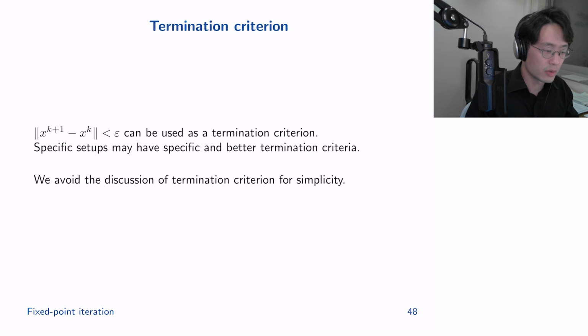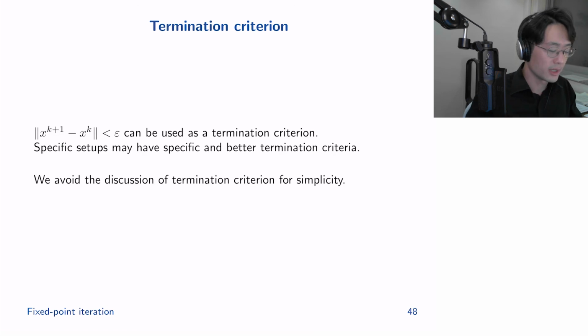Next, let's talk about, or not talk about, the termination criterion. When you execute the fixed point iteration in practice, you need some sort of termination criterion that allows you to know when to end the iteration. To put it differently, the fixed point iteration will likely be implemented as a while loop, and the while loop requires a condition to determine whether to terminate or continue the while loop body.